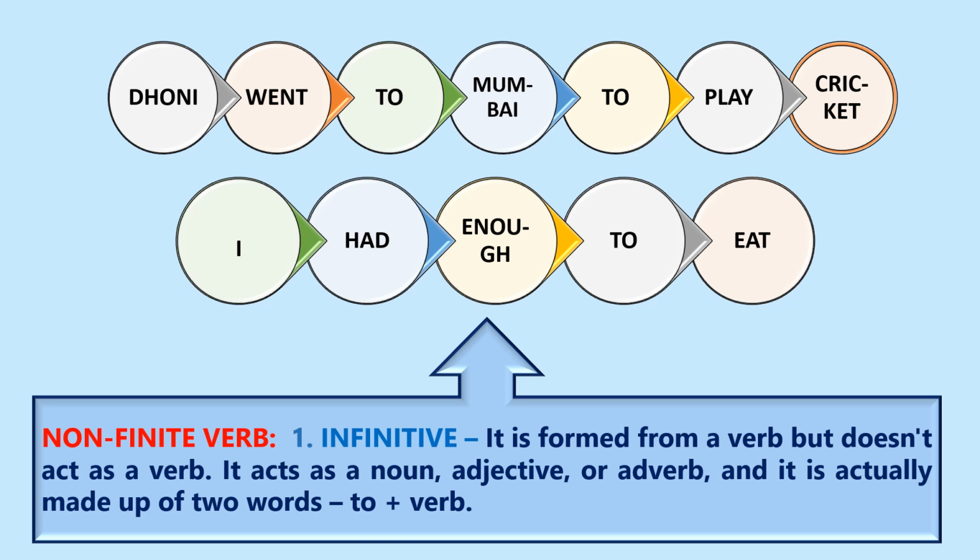Here in this first sentence, Dhoni went. The action that Dhoni is doing is he went. What did he go for? He went to play. So to play is an infinitive now which is acting as a noun. He went to do something. What did he go to do? To play. Okay, so we have the first non-finite verb. They never change. We cannot say to plays, to playing, to had played. No, it remains the same. To play, to eat, to cry, etc.